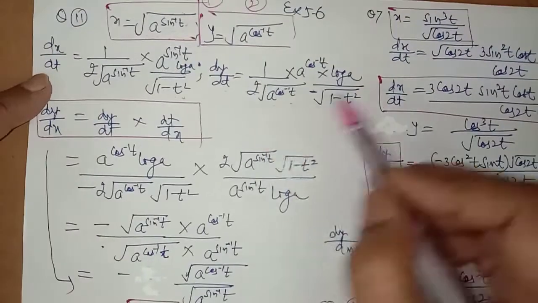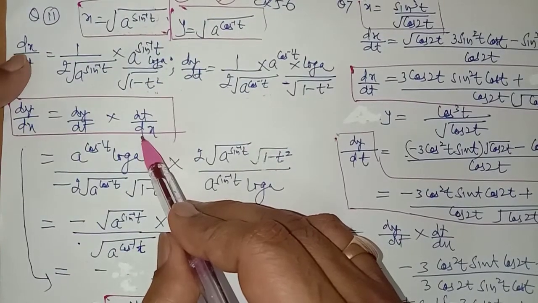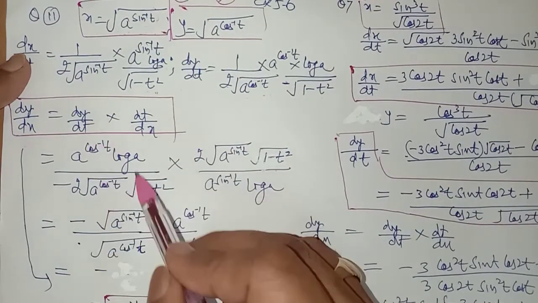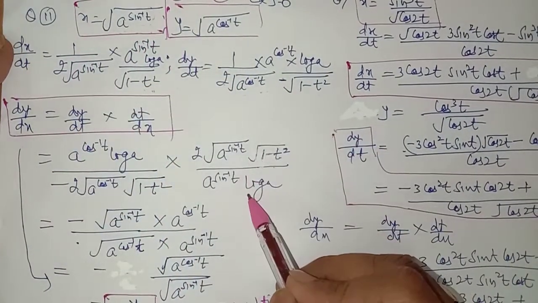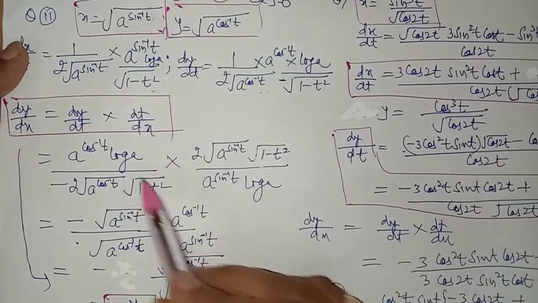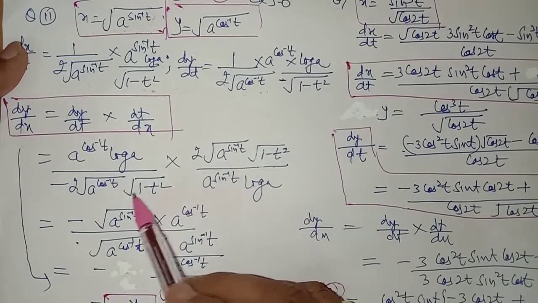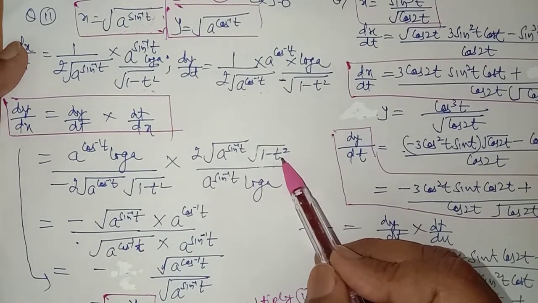As usual, differentiate d by dx by chain rule. The dy upon dt is this. dt upon dx will be the reciprocal of this. Maximum terms are cancelled out. Cos a log a is log a, cancel out. 1 under root 1 minus t square, under root 1 minus t square cancel out.